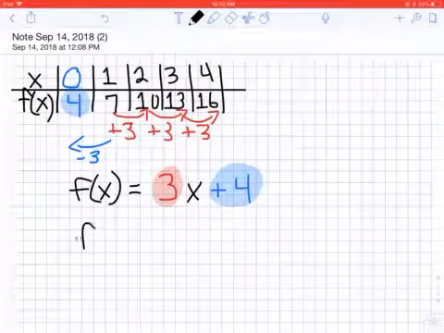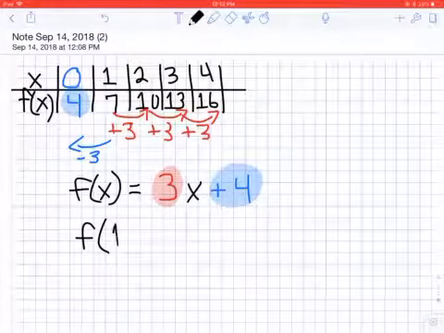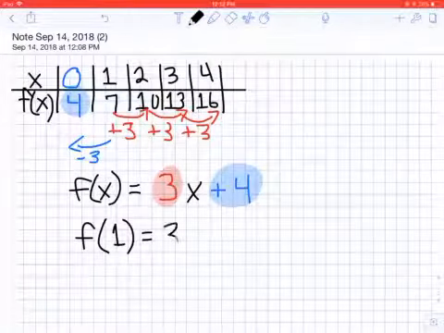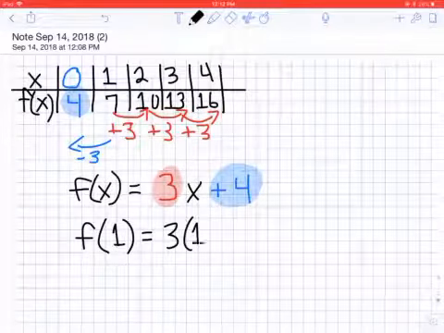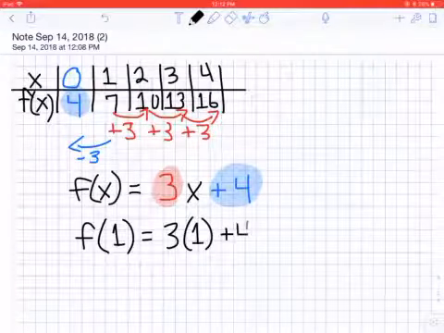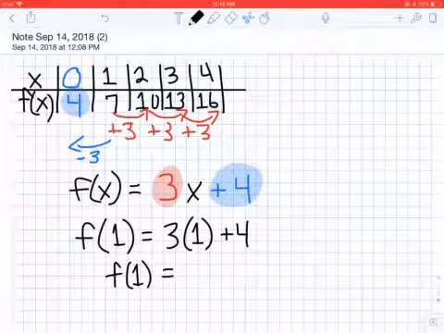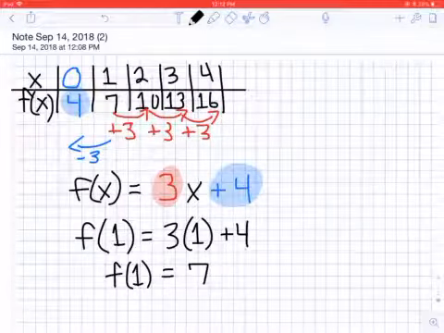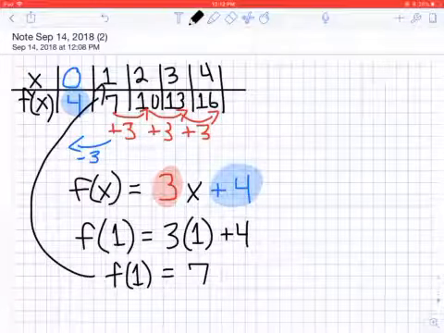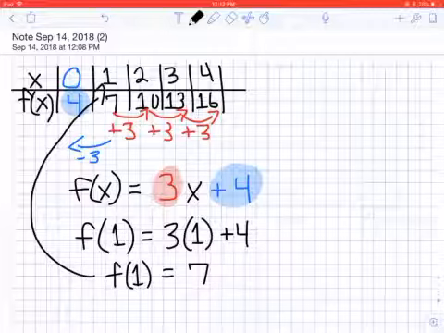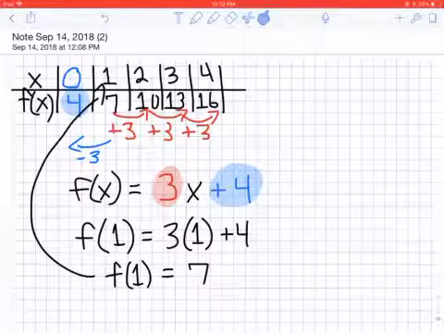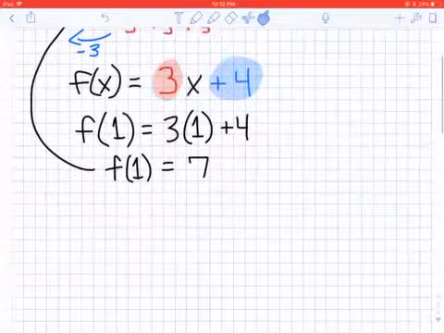I'm going to take an input of 1. If I input 1, 3 times 1 plus 4, I should be getting f of 1 equals 7. Now let's go up to my table here. When my input's 1, my output's 7. That means this works. So that's how you find the equation from a linear function.